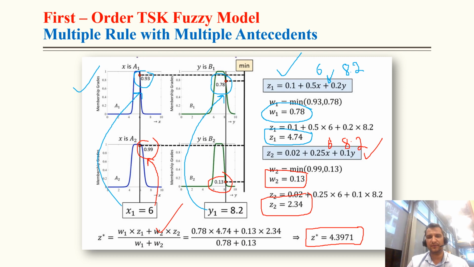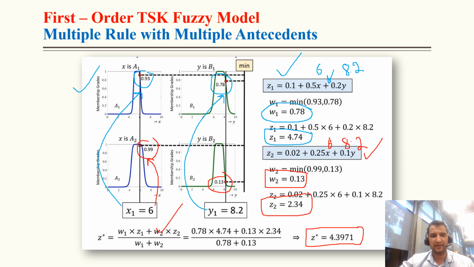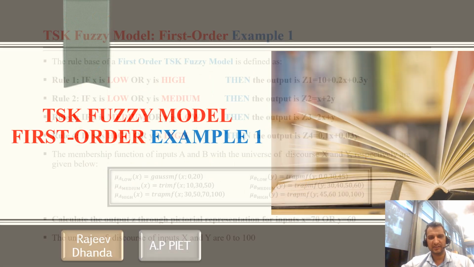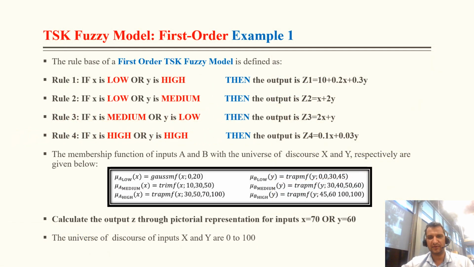So in this way we can calculate our TSK Fuzzy model for zero order and for first order and second order and so on. If the order is high, then complexity will be high, and definitely a more precise result will be available. So this is the first example of how it would look, and this is the question being asked in assignment 12.